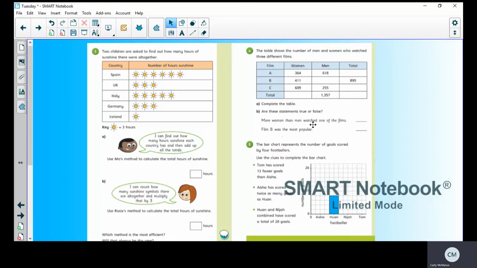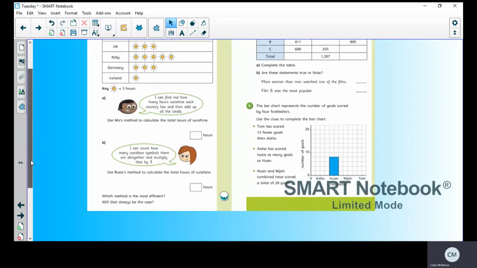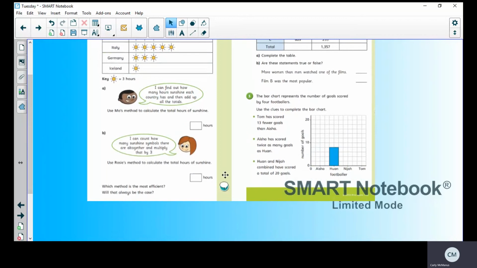There's more women than men watched one of the films. Film B was the most popular. So tell me, is that true or false? Then there's a bar chart here on number 5. It represents the number of goals scored by 4 footballers. Use the clues to complete the bar chart.